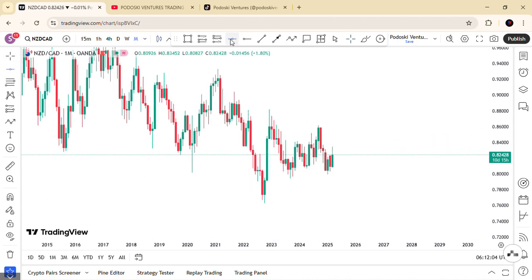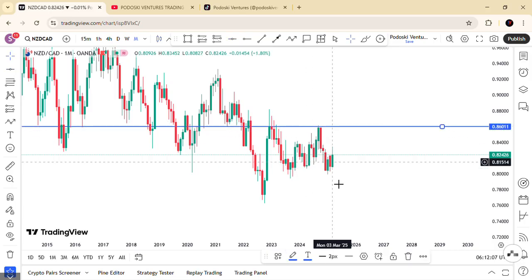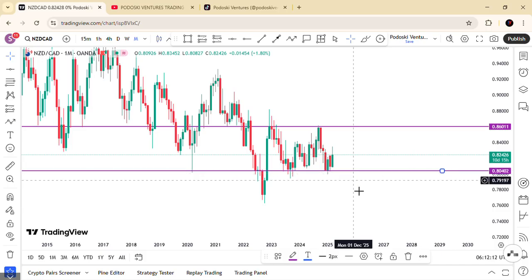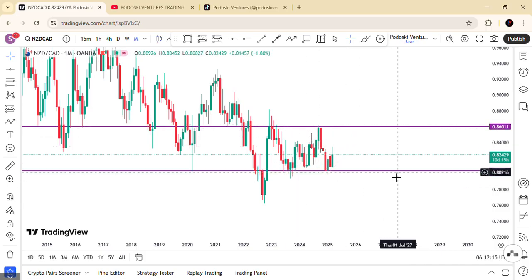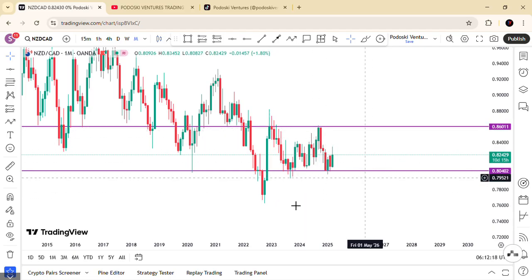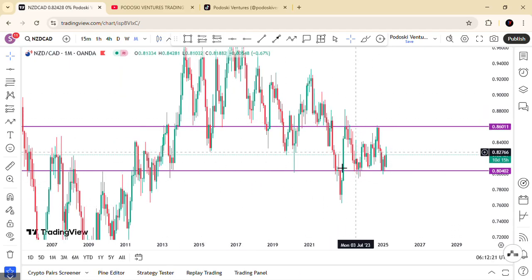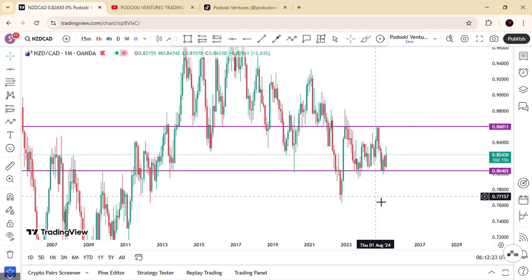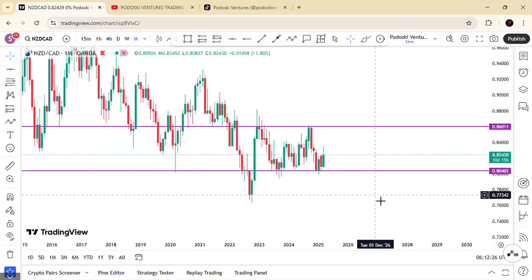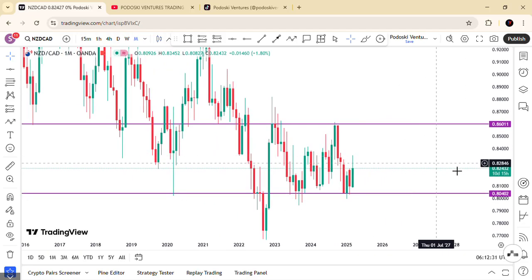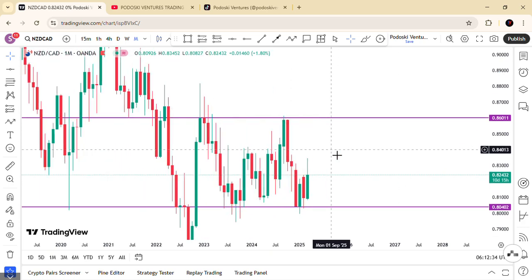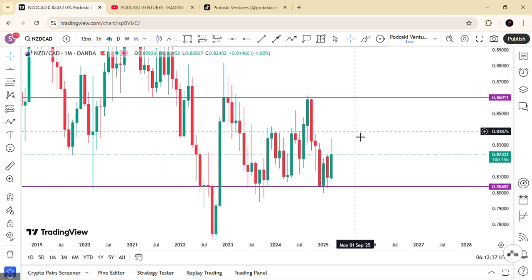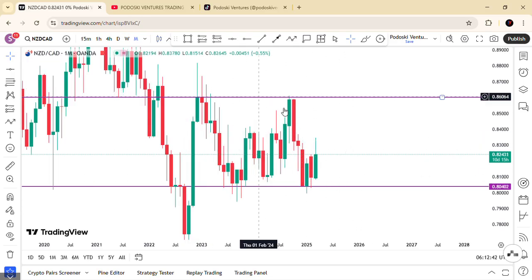So, NZDCAD on the monthly time frame: this is my monthly supply zone and my monthly demand zone. I'm not going to mark all these zones because I'm not going to use them. I only mark zones that I make use of, so my chart won't be too messy. So this is my monthly supply and monthly demand.